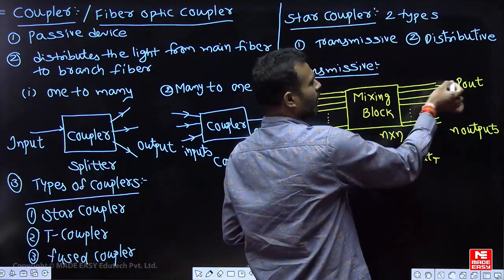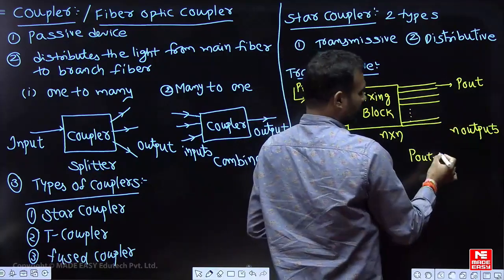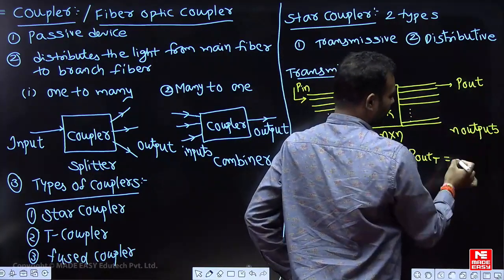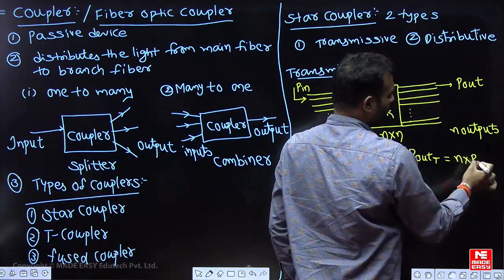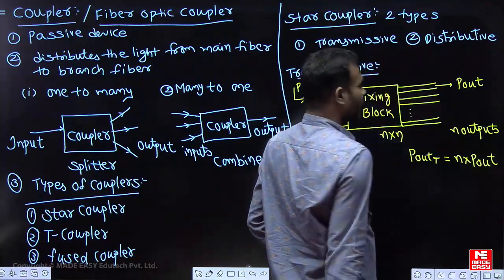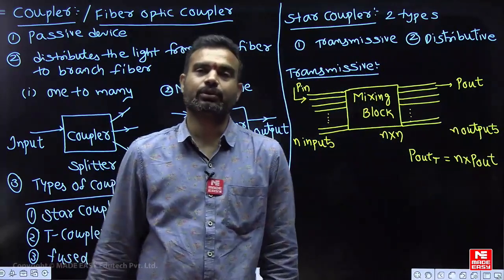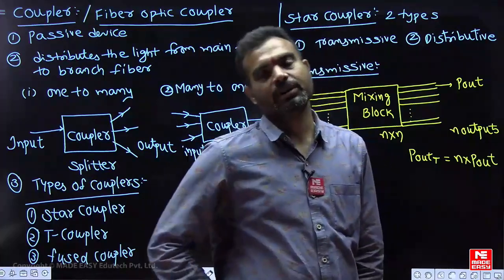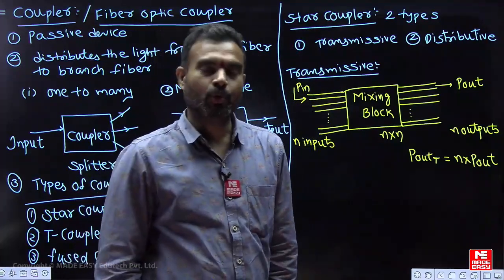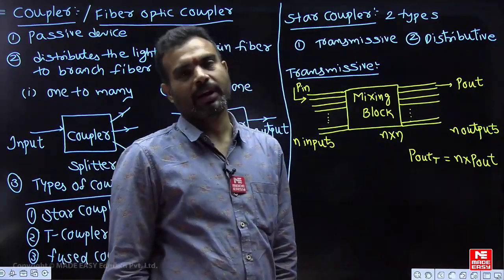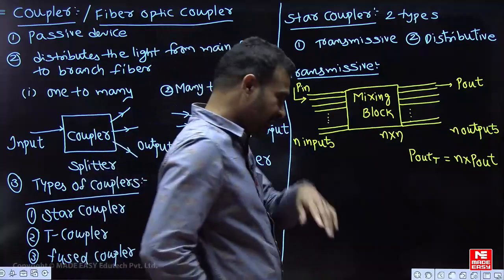See, for one port you are getting P out, and the remaining ports will get the same. That means how many ports are there? N ports into P out. N into P out is called the total output power we are having. So P out T, the total output power, is equal to N into P out. Okay. Now see here.